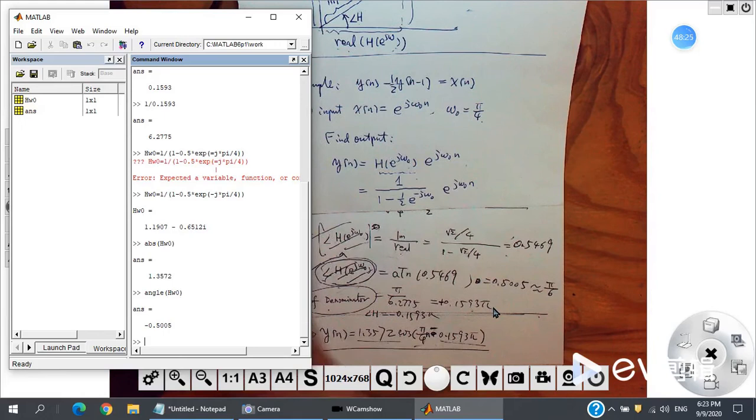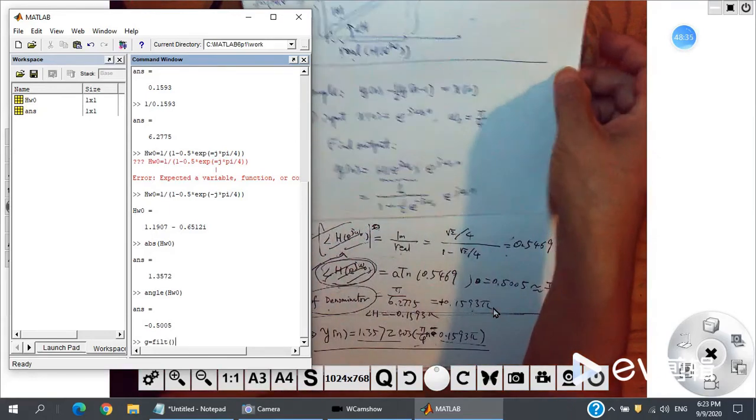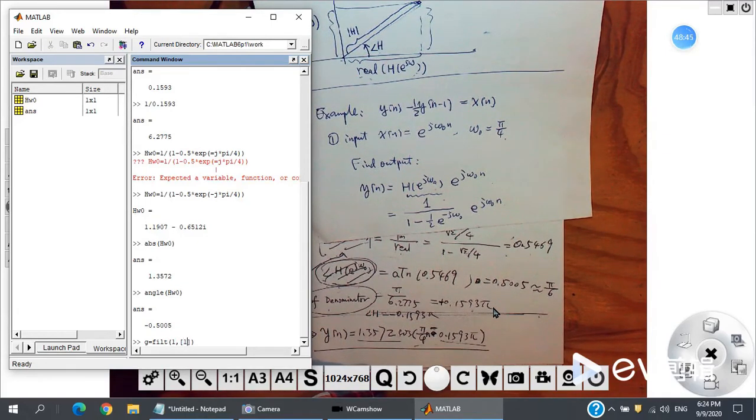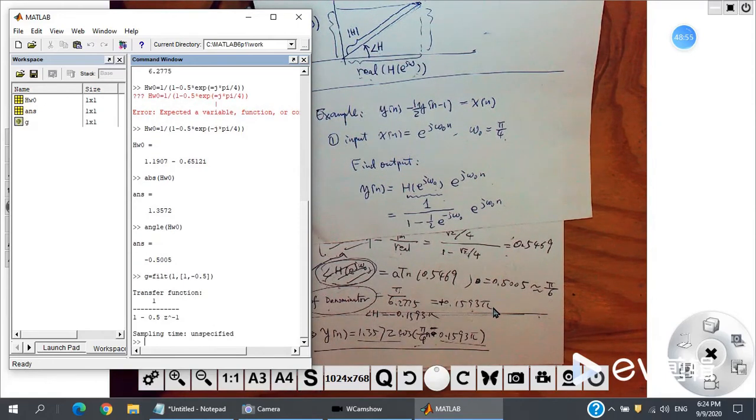If you want to find more, you can also use this way. G equals... we have a filter, right? The system is this one. The input side is just 1, and the output side, y, you have two terms. The first coefficient is 1, the second coefficient is a negative half. Right, this is the system. And you give the transfer function. Later we will learn what it is. And then we have input.